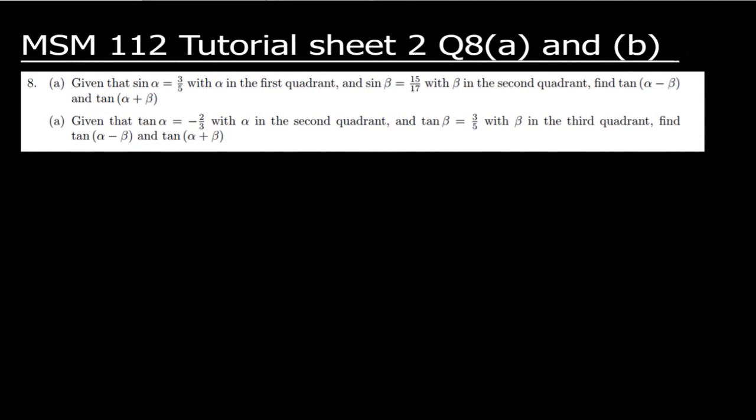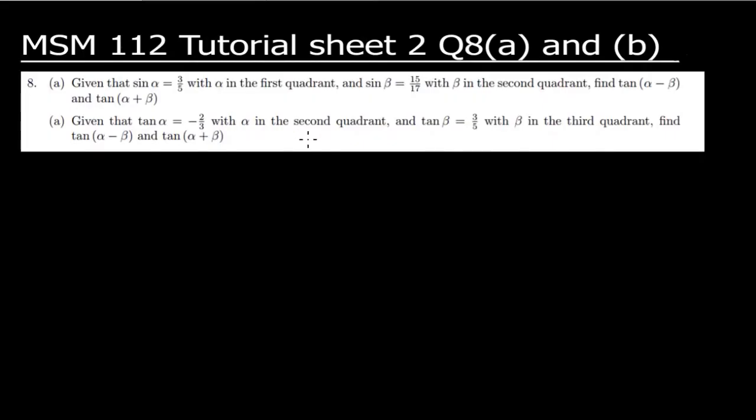So the identity says tan(A plus B) is equivalent to (tan A plus tan B) over (1 minus tan A tan B), and tan(A minus B) is equivalent to (tan A minus tan B) over (1 plus tan A tan B). So this is what we're going to use in order to answer these questions.